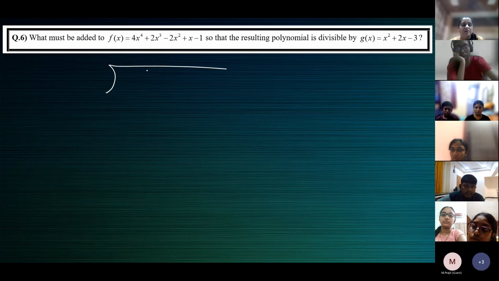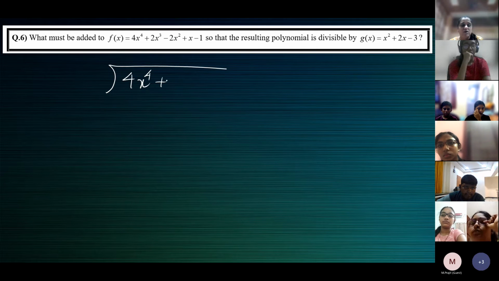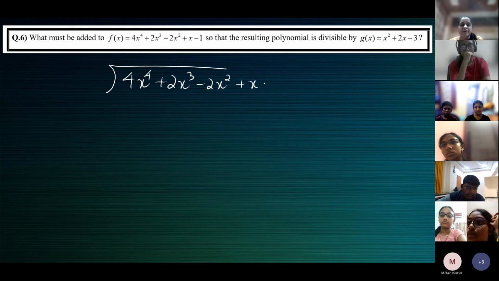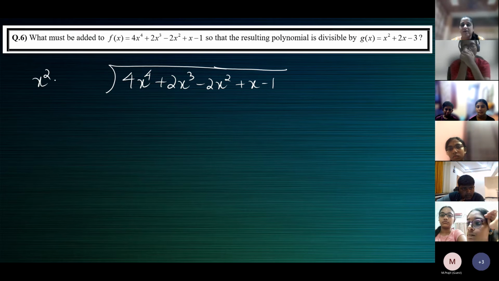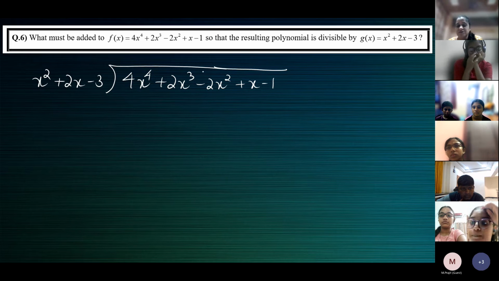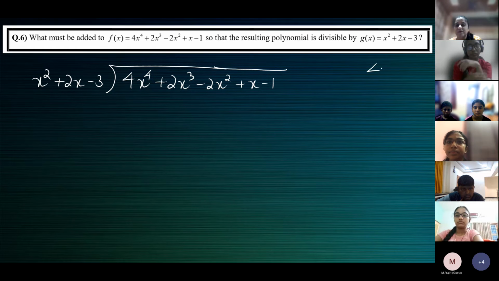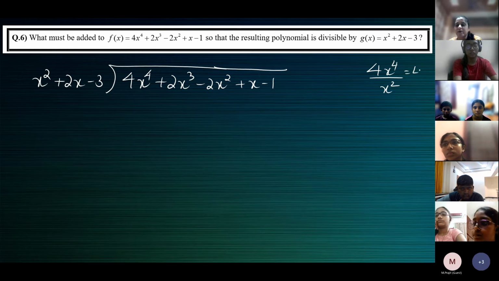See here, write out the dividend polynomial 4x to the power 4 plus 2x cube minus 2x square plus x minus 1, and the divisor polynomial x square plus 2x minus 3. Now perform the long division. What is the first term in the quotient? 4x to the power 4 divided by x square. So what is it? 4x square is the first term in the quotient.